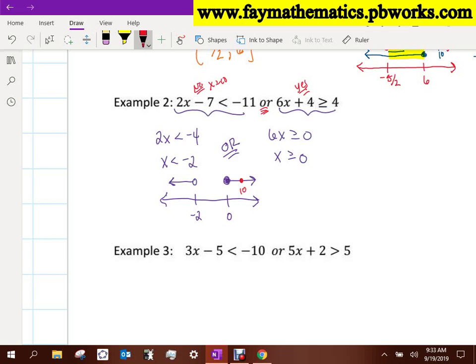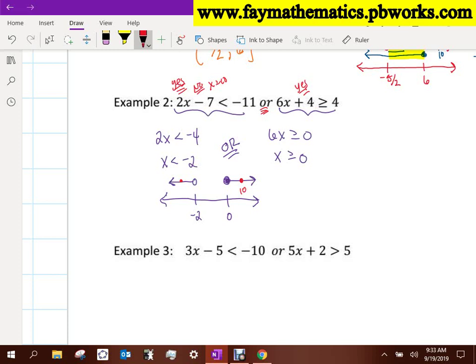Over here, if I choose this number, like -10, -10 is going to say that yes, this one works. -27 is less than -11, but it makes the one on the right, the 6x plus 4, -56 is not greater than or equal to 4, so it makes that one false. Does that make sense? What about these numbers?